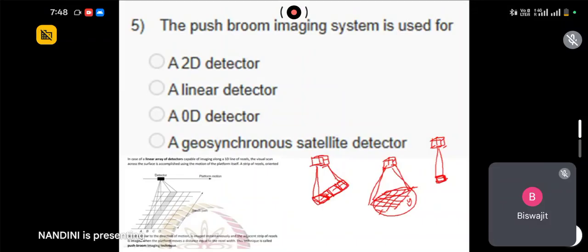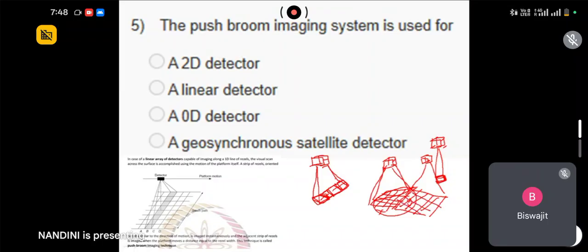The question is: the push broom imaging system is used for a 2D detector, a linear detector, or a geosynchronous satellite detector. In case of a 2D detector, you have an image like this at once, and as the satellite moves, you will have another image like this. So this will be covering. The Earth is also moving, right? So now you have data over this. Once the Earth moves, you will have data over another location.